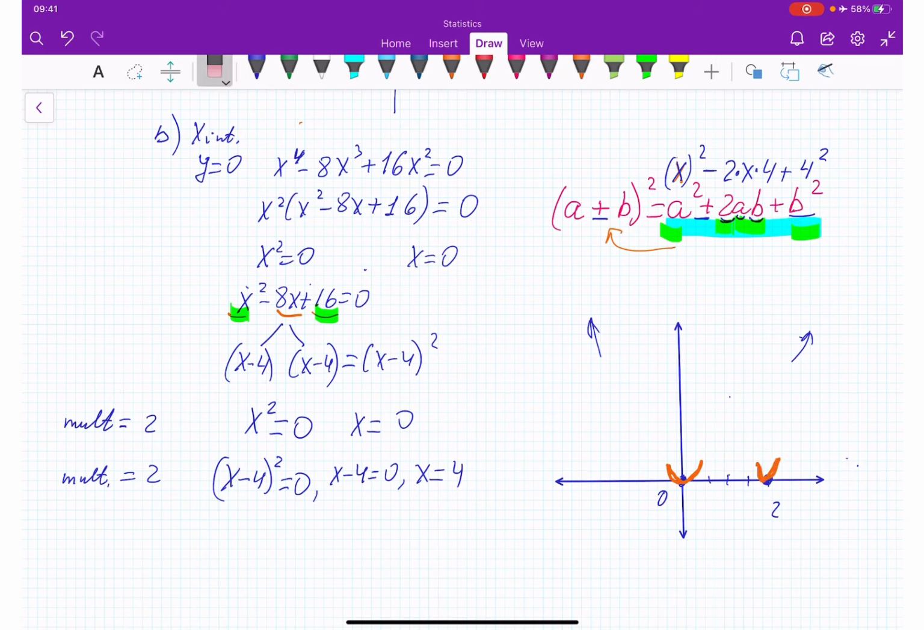Now let me do a nice connection to both x-intercepts. One more time. This is this way.